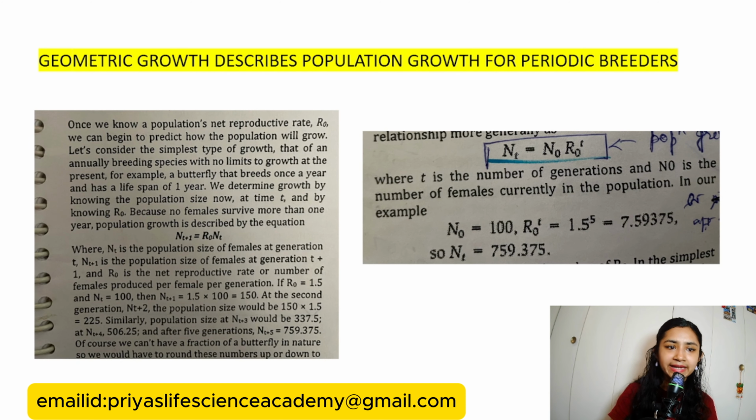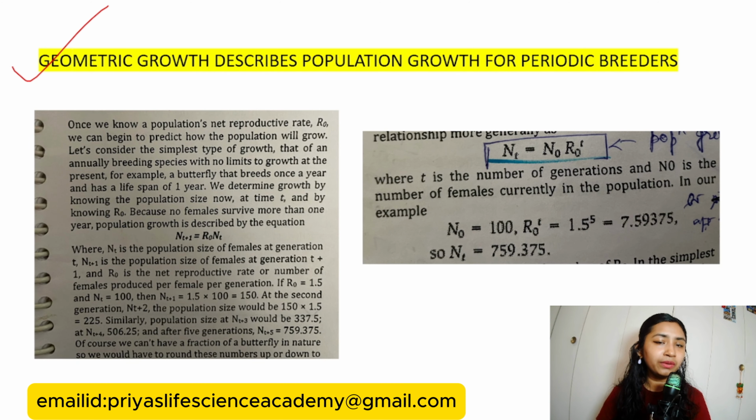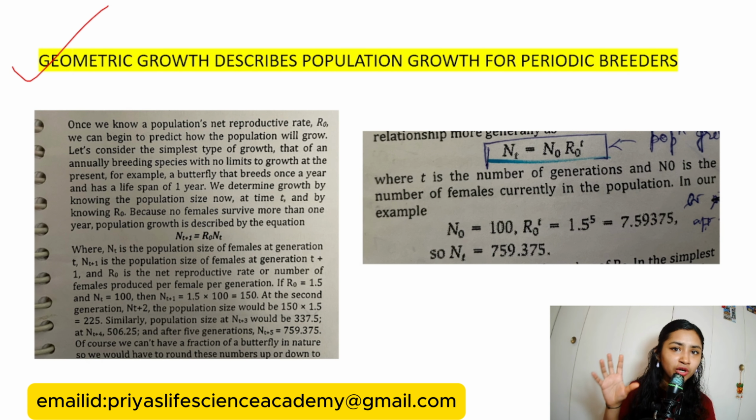Now we will understand that geometric growth describes population growth for periodic breeders. I told you, those who breed seasonally or annually. The equation of geometric growth can be understood very nicely by the R0, capital R0, which is the net reproductive rate. I hope you remember what the net reproductive rate is, and if you know it, you can easily understand population growth by using this capital R0.